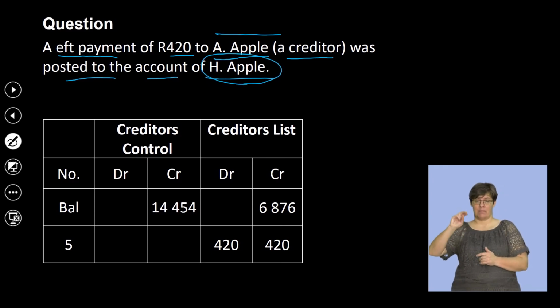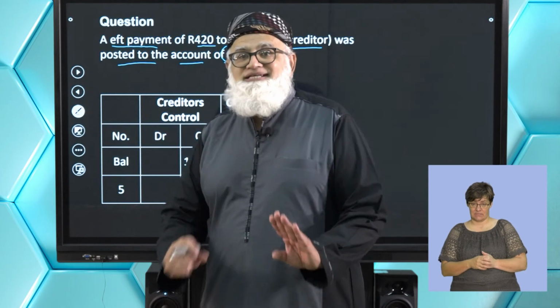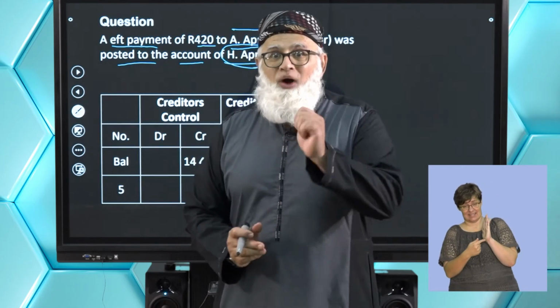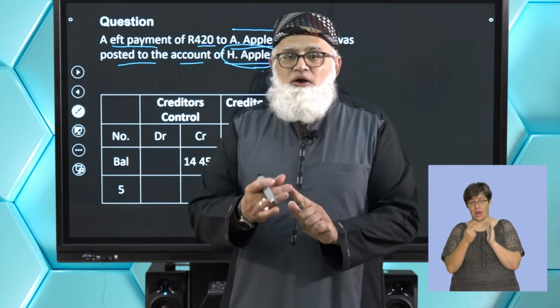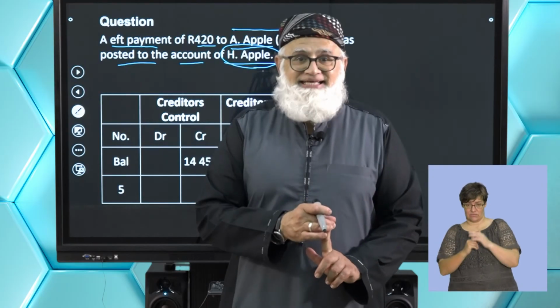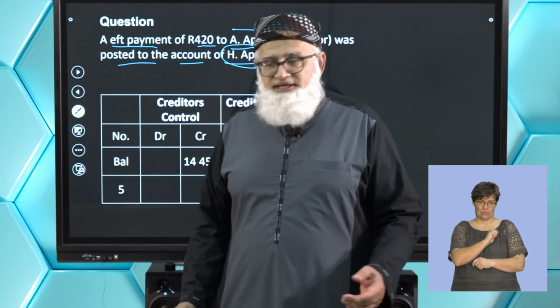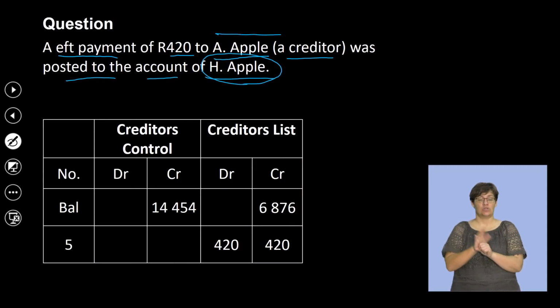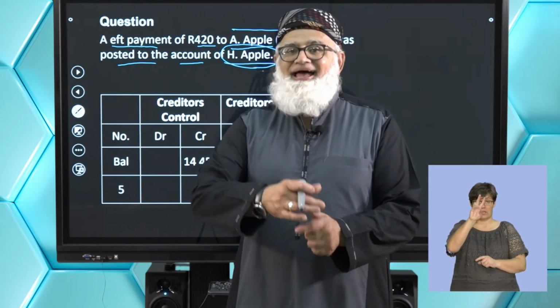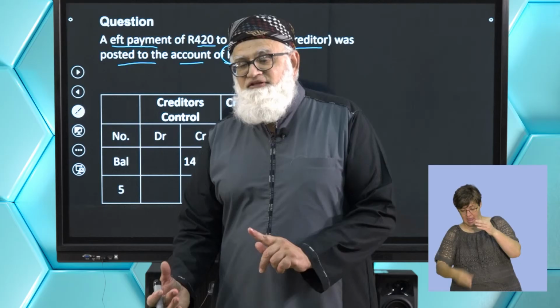So clearly you can see here, in your creditors list, one account must increase while the other must decrease. You may think it has a zero effect, but not true. Yes, it's showing as a 420 debit and credit, which is correct. But remember, one account you need to add the 420, and the other account you need to subtract the 420.